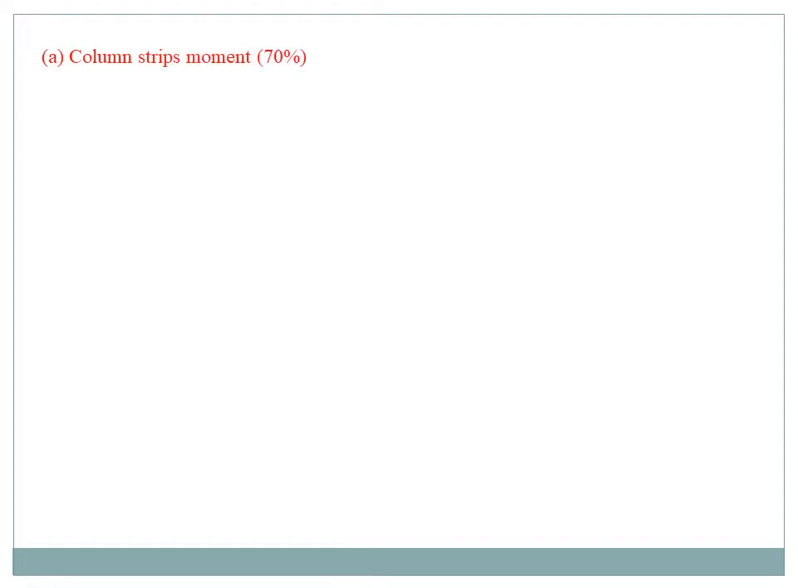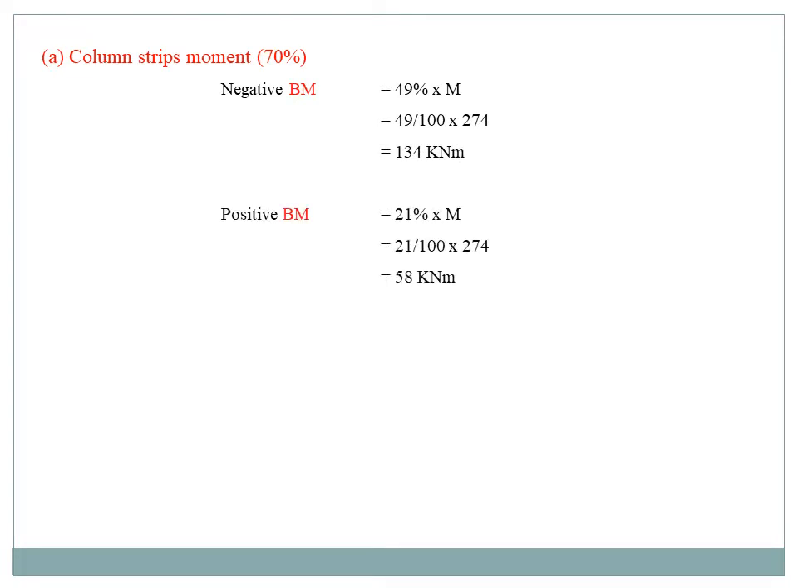So column strip moment, we have taken it as 70%. Column strip moment is divided into negative moment and positive moment. So the total column strip is 70%. That will be separated into negative moment of 49% and positive moment of the remaining 21%. Total 70% for column strip. So 49% of total moment: 49 divided by 100 into 274 is equal to 134 kilonewton meter. Then 21% of total moment: 21 by 100 into 274 is equal to 58 kilonewton meter.